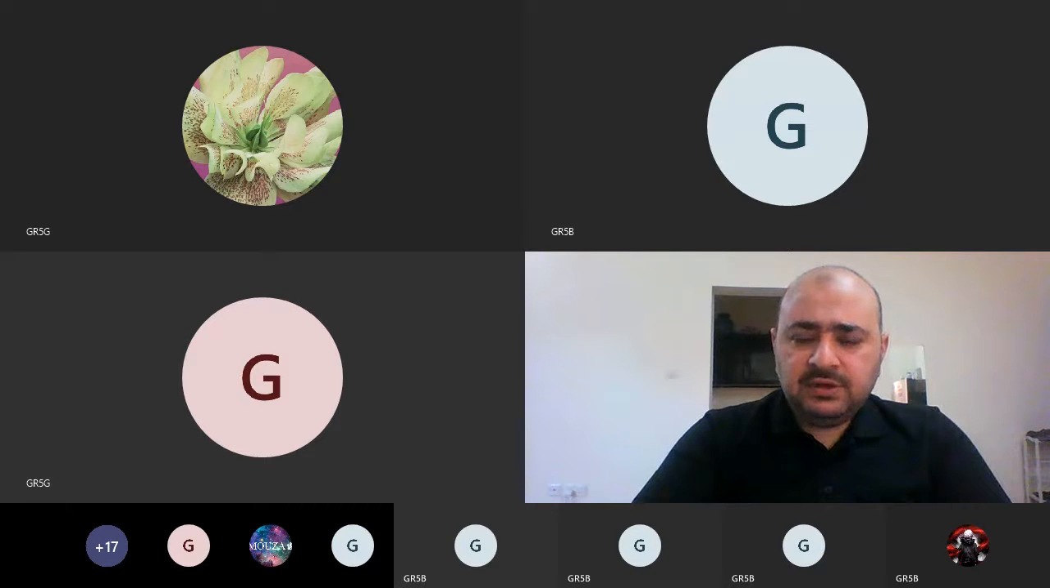Math grade 5. Today we want to view the simplest form. How to solve the simplest form. How to write the fraction in the simplest form.